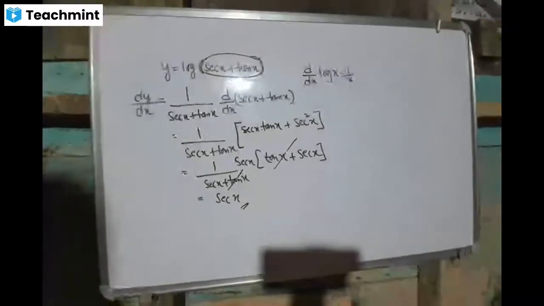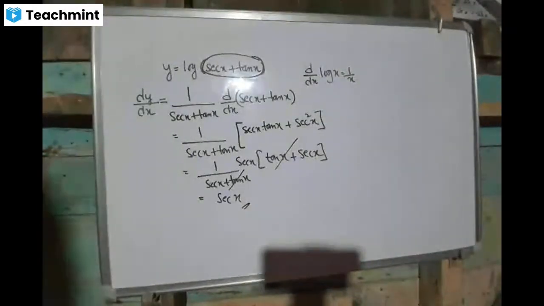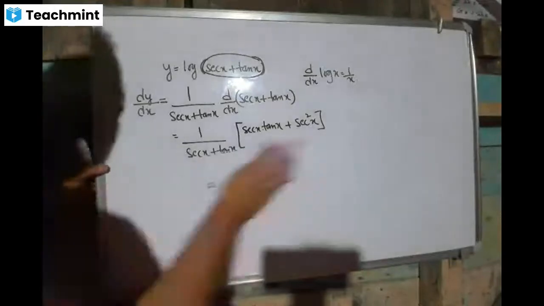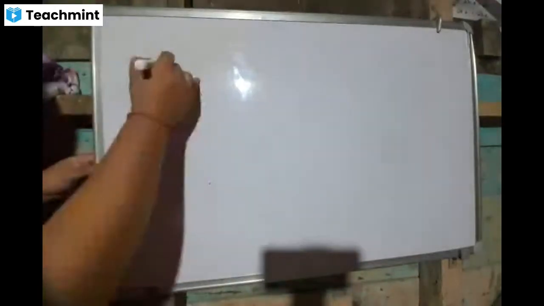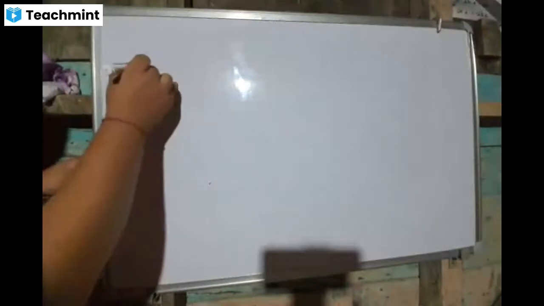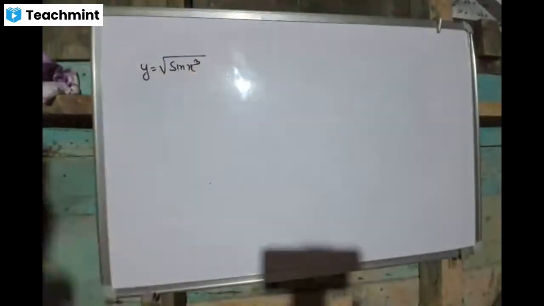So this is how it is to be done. Okay, so this one was regarding log. Now let us do a few questions where we have to assume two times or even three times. Okay, so everyone look at the board. Suppose the question is y equal to under root sine x cube. So this is the question, y equal to under root sine x cube.